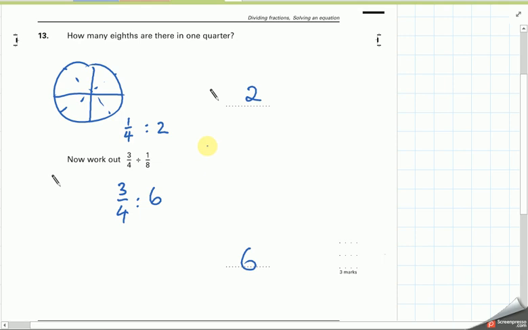Remember my fraction thing was keep, change, flip. Keep the first fraction, change the second sign and flip the second fraction. Multiplication with fractions is straight through, so 3 times 8 is 24, 4 times 1 is 4, 24 divided by 4 is 6, or you could even simplify early and do 3 times 2 is 6, 1 times 1 is 1, answer 6. Okay, we'll stop there.